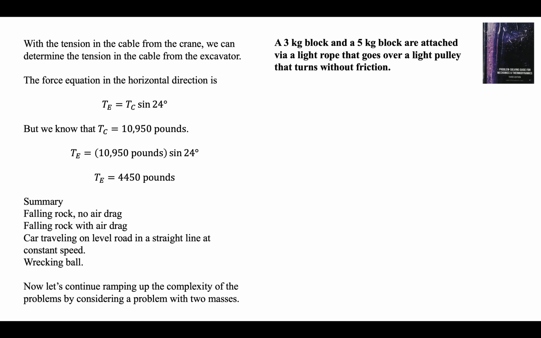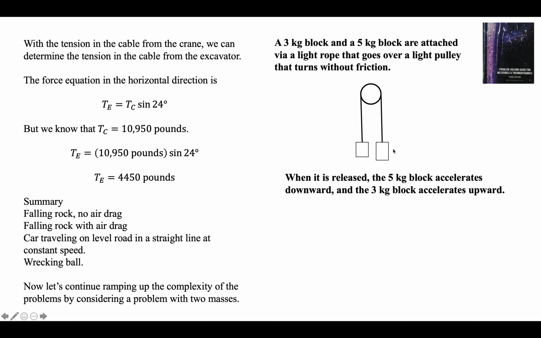acceleration. We have a 3 and a 5 kilogram block attached via a light rope that goes over a light pulley and turns without friction. So there's the 3 on the left, there's the 5 on the right. We let this go and the 5 is going to accelerate downward. The 3 is going to accelerate upward. What is the tension in the rope that connects them?